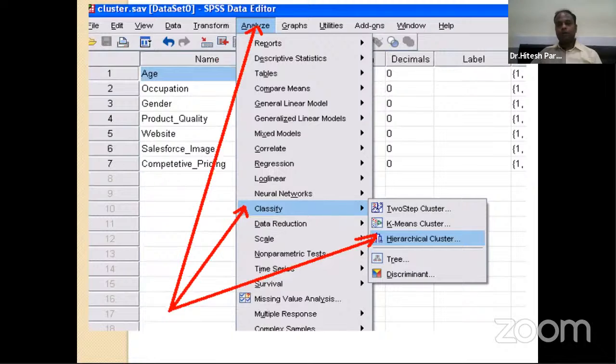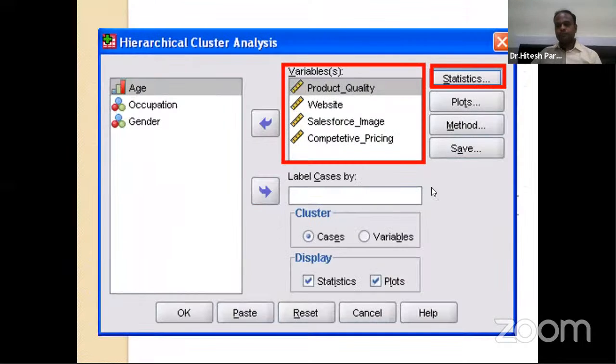So you need to click on Analyze, Classify, and Hierarchical Cluster. Once you click on Hierarchical Cluster, this type of dialog box will appear. Just transfer all these four variables. These four variables are our clustering variate. So these four variables are selected.